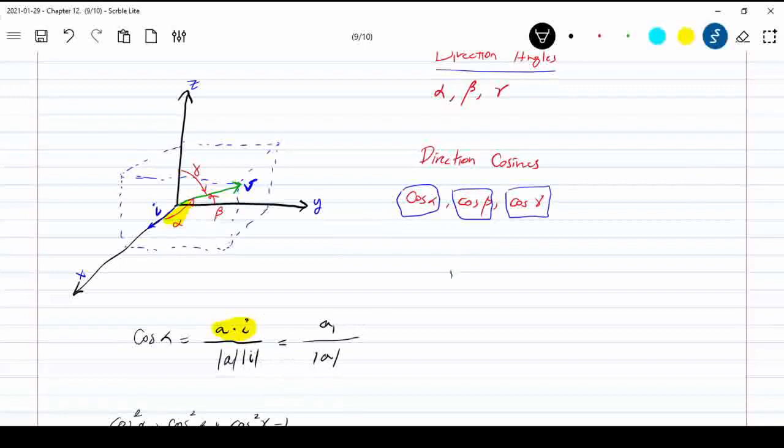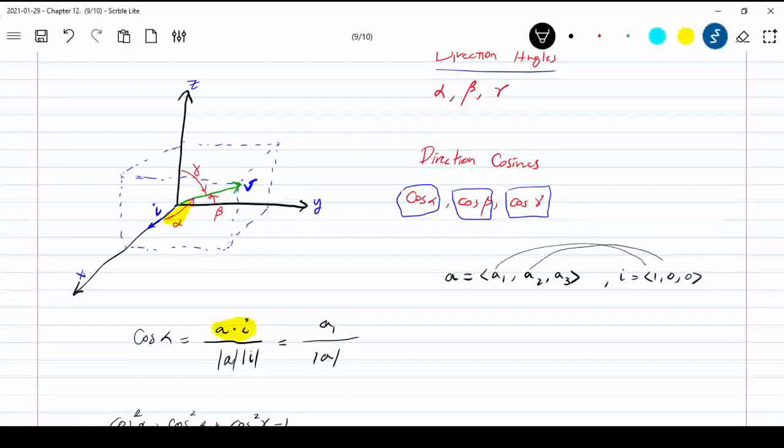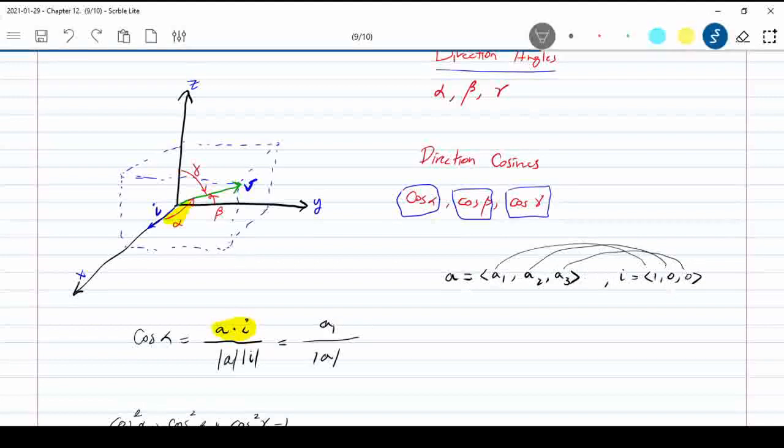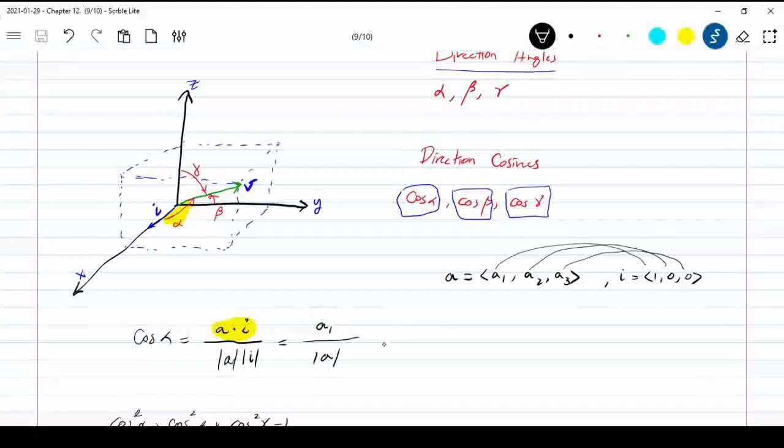right? So if the components of A are A1, A2, and A3, and I is 1, 0, 0, what we know is A dot I would be this times 1. The other two would be multiplied by 0 in terms of dot product. So what would be the dot product? It would be A1 times 1, A2 times 0, A3 times 0, add those up. So you'll get simply A1, which is the first component of the vector, A1.